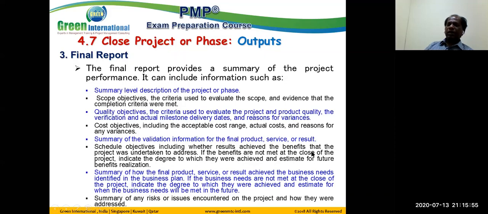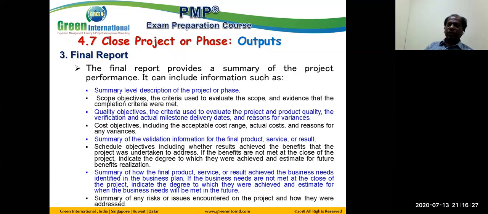If the benefits are not met at the close of the project stage, the degree to which they were achieved, 80% achievement, 90% achievement. Summary of how the final product or service achieved the business needs identified in the project business plan. If the business needs are not achieved at this stage, the degree to which they are achieved, and when the business needs will be achieved in future, all this can be defined.